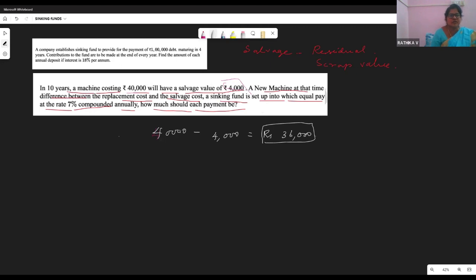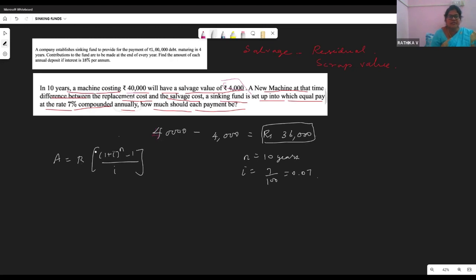For the new machine at that time, the difference between the costs we have already planned, and the time period is given. N is equal to 10 years. The rate of interest, I is equal to 7%. Here, one thing we have to note is that it is annual. So annually means it is 7 by 100, so it is 0.07. Now we have to apply it in the formula. The formula is A is equal to R times 1 plus I, the whole power N, minus 1, divided by I.